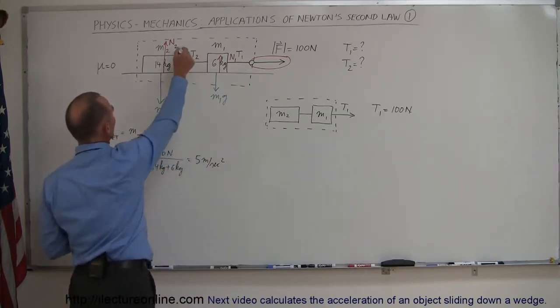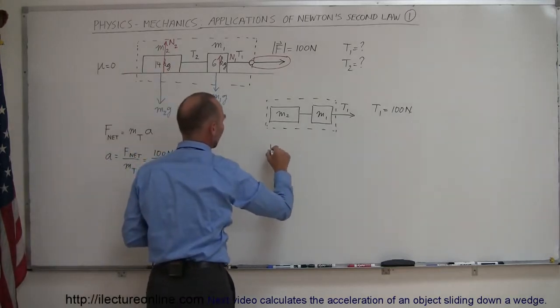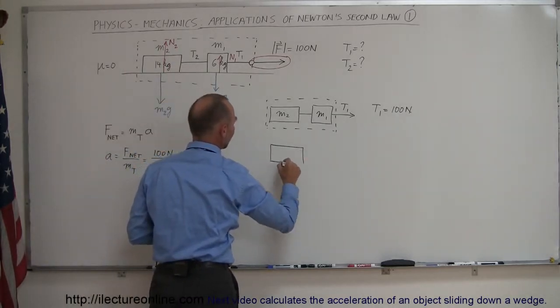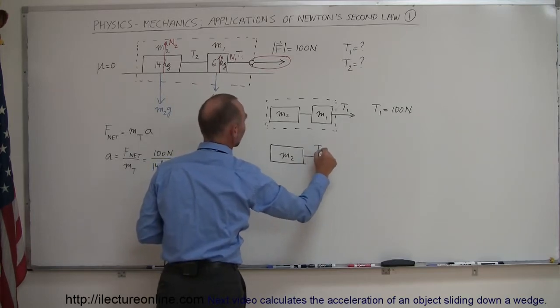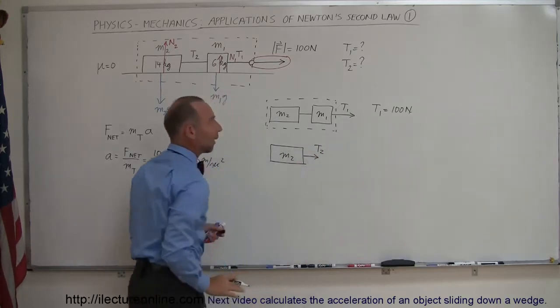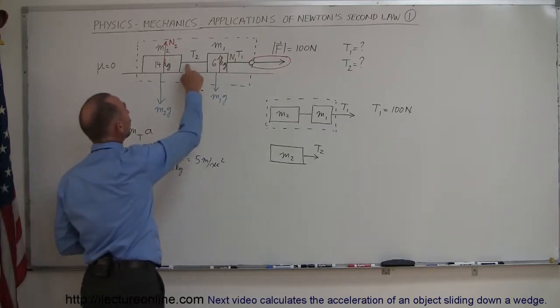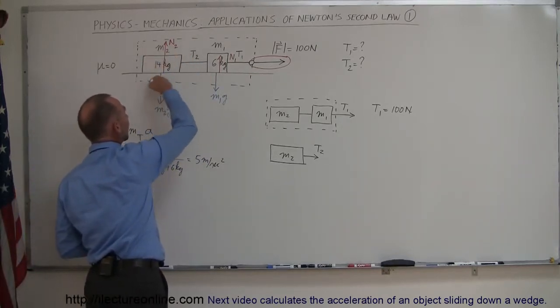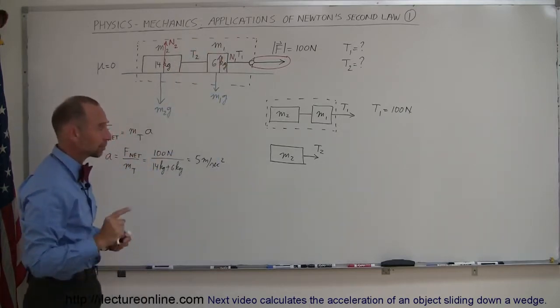For that, we're simply going to draw a free body diagram of the second mass. In this case, we simply have the second mass right here, M2, with a string attached to it, and therefore we're going to have a tension to the right, accelerating M2 to the right. So the tension in 2 only accelerates the 14 kilogram mass. It does nothing to accelerate the 6 kilogram mass.